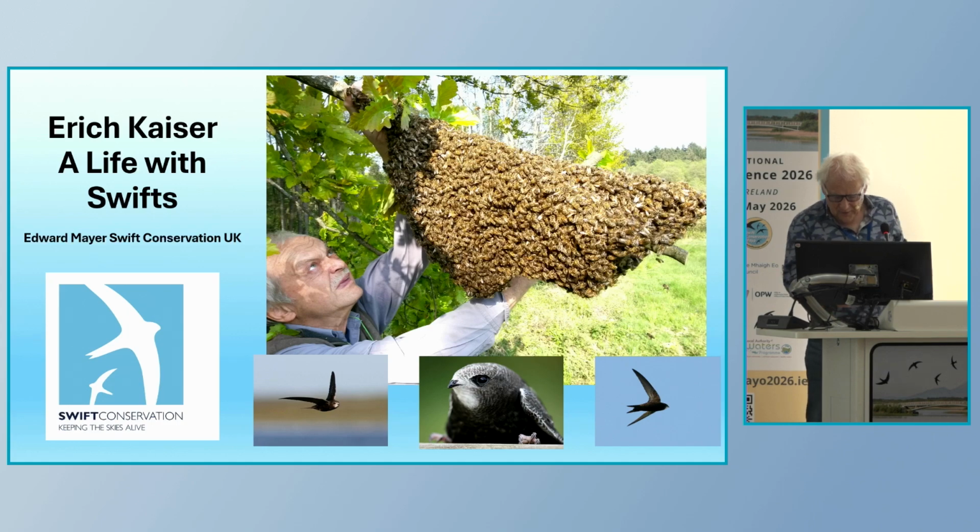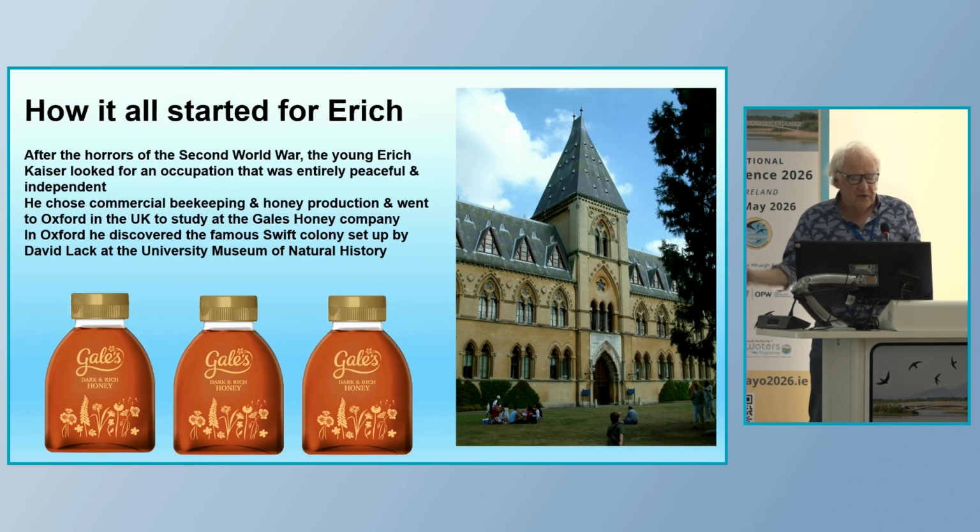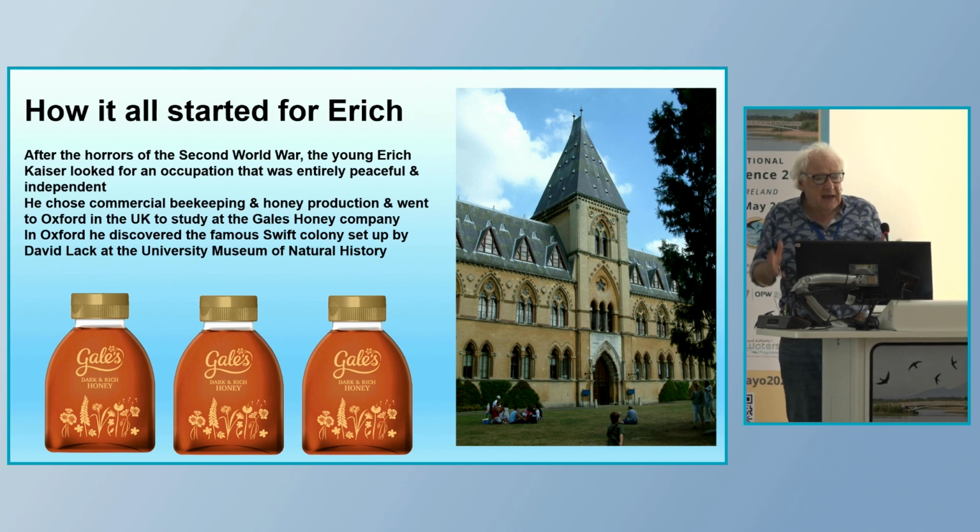It all started with Erich as a very young man deciding that he had to find something to do in the aftermath of the Second World War. There he was in Germany, and he had to find something to do that was going to be peaceful, productive, and independent. After the horrors of the Second World War, this was essential. And he chose commercial beekeeping and honey production. But to study it, he came to Oxford.